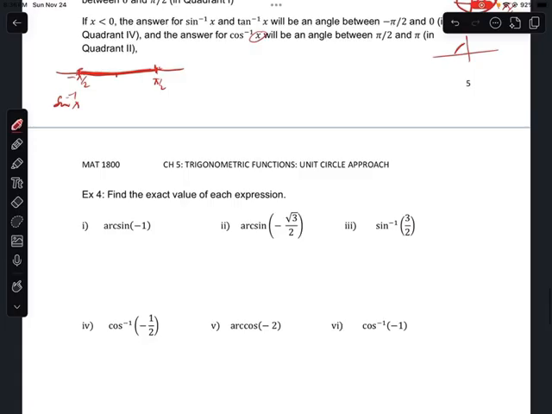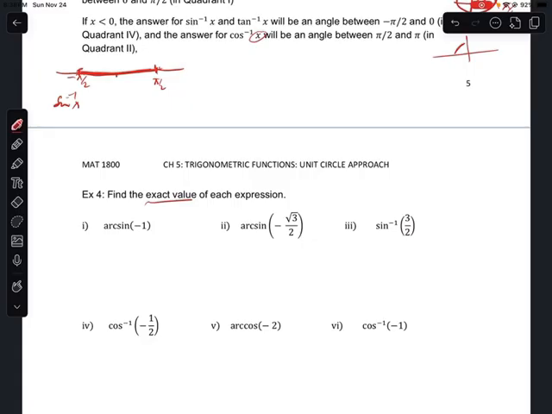But if x is less than 0, then the answer for sine inverse and tangent inverse will be in the fourth quadrant, because it will be an angle between negative pi over 2 and 0. Now why do we say that? I'll explain in a minute. But one more thing: if x is less than 0, then cosine inverse x will be an angle between pi over 2 and pi. So it will be in the second quadrant. So it will be here.